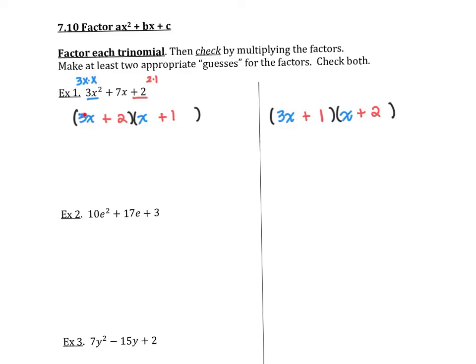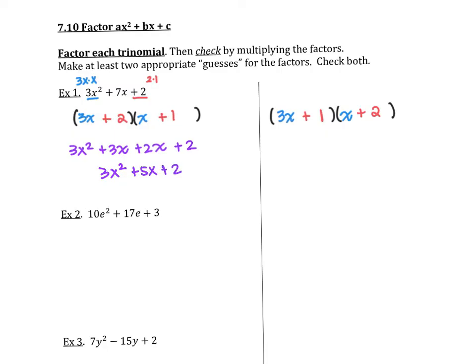If I distribute, 3x times x is 3x to the second. 3x times 1 is 3x. Now I'll distribute the 2. 2 times x is 2x. 2 times 1 is 2. Let me combine my like terms. So I have 3x to the second plus 5x plus 2.